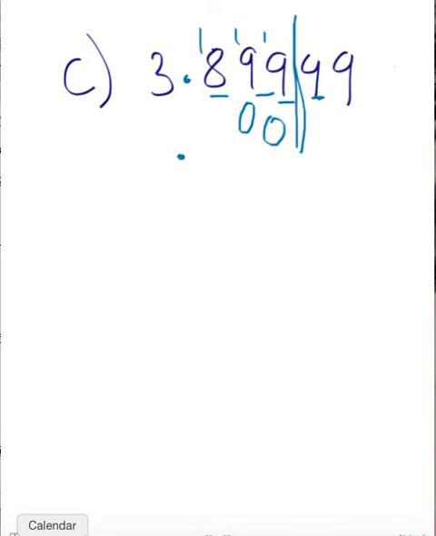So we'll go 9 plus 1 is 10, put the 0 down, carry the 1. 9 plus 1 is 10, 0 down, carry the 1. Now 8 plus 1 is 9. And there's nothing else to carry, so we stop there. And then the 3 will be the same. And that is our final answer.